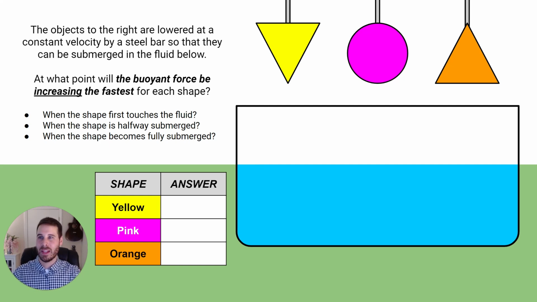Here's the scenario. The objects to the right are lowered at a constant velocity by a steel bar, so that they can be submerged into the fluid below. At what point will the buoyant force be increasing the fastest for each shape? Will it be when the shape first touches the fluid? Will it be when the shape is halfway submerged? Or will it be when the shape becomes fully submerged?